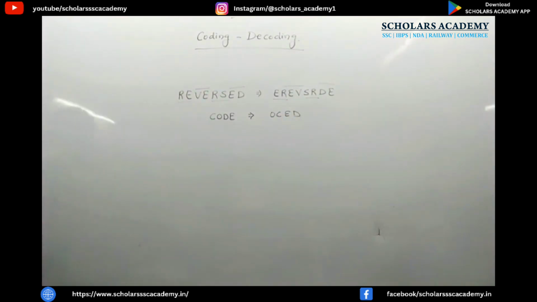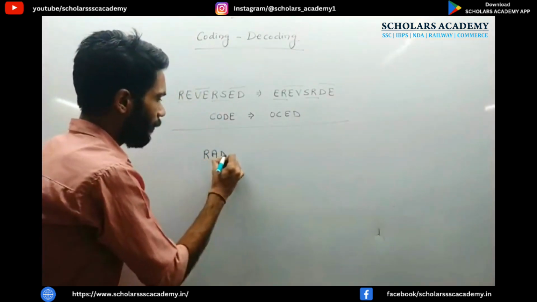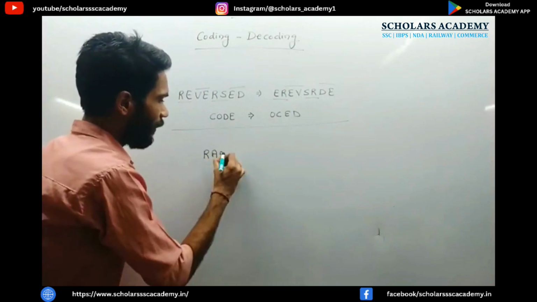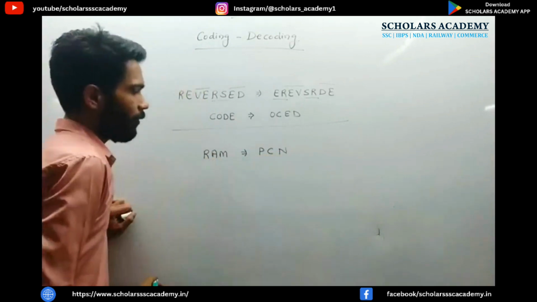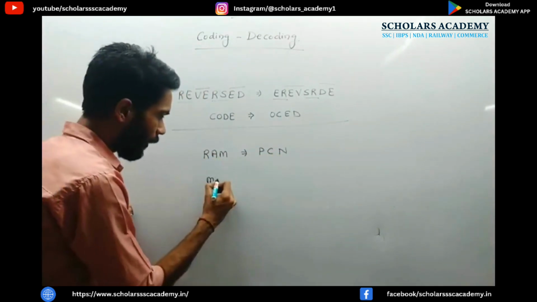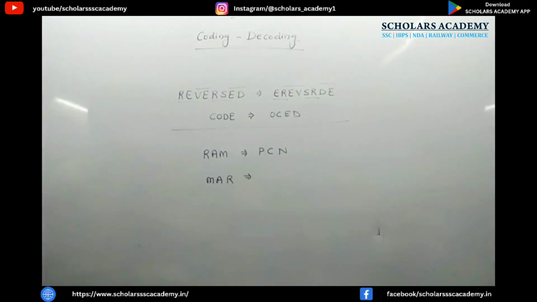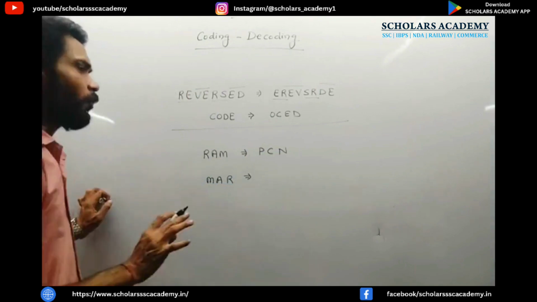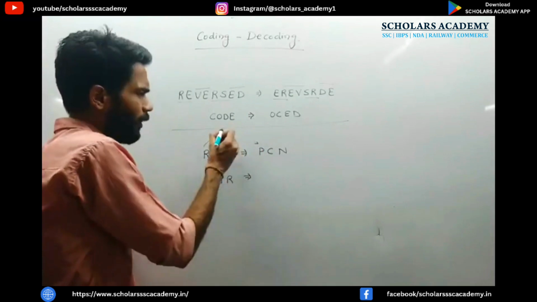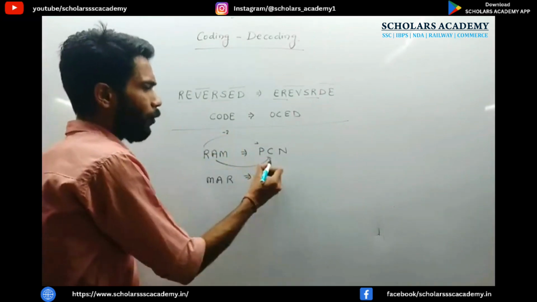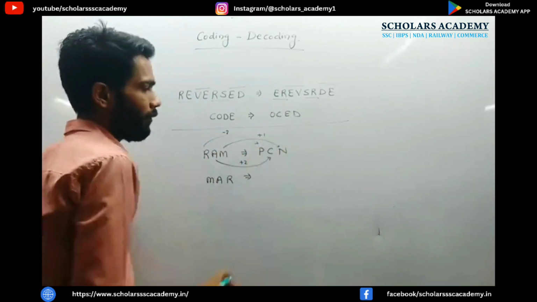Then in the next question, if RAM is coded as PCN, you have to tell what is the code for MAR. So very easy and simple question. First, you have to think of different logic. So R becomes P by subtracting 2. Can be the logic we thought, right? A becomes C by adding 2. Still looking like a logic. But M becomes N by adding only 1.